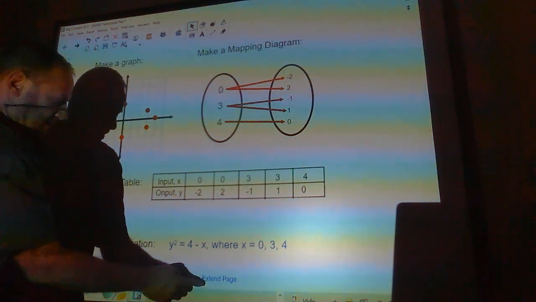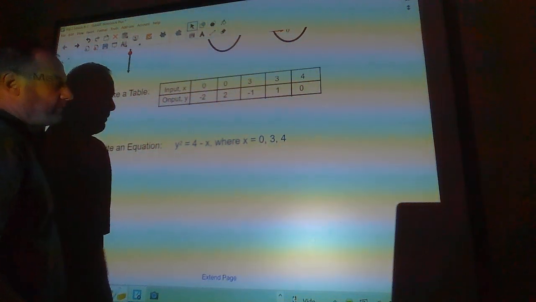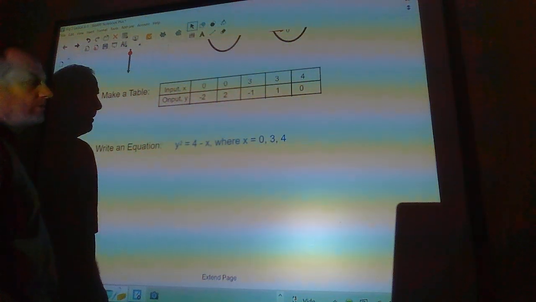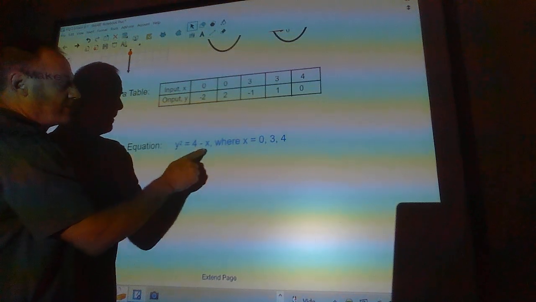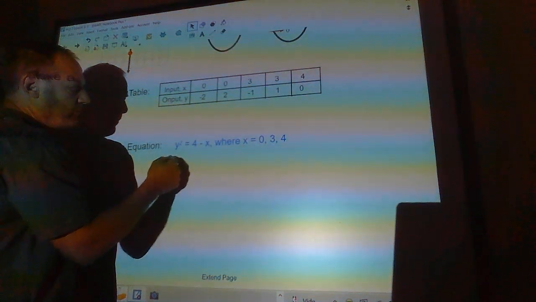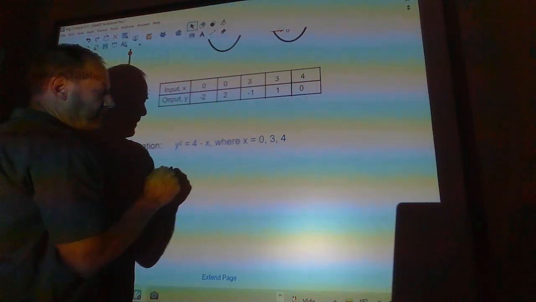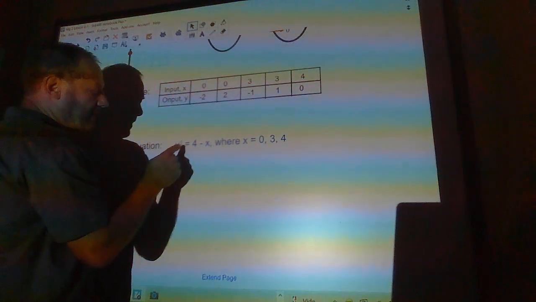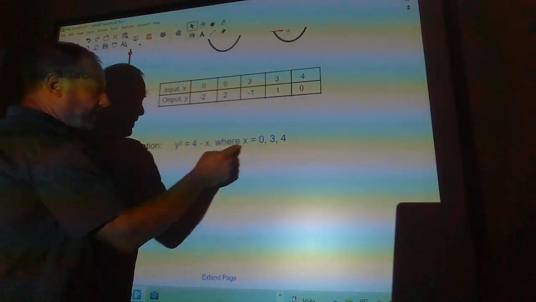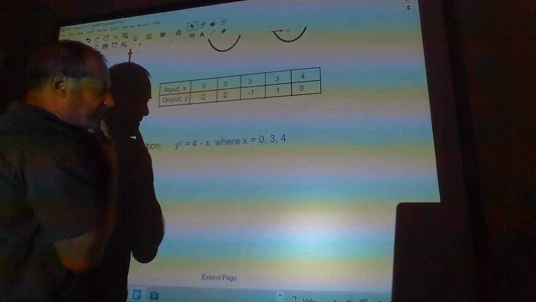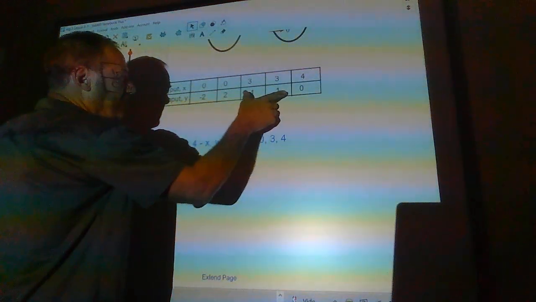Okay, now we can also write an equation. y squared equals 4 minus x, where x is 0, 3, or 4. So if I plug in 0 for x, I get 4. So y squared is 4, and then y would be plus or minus 2. If I plug in 3, 4 minus 3 would be 1. So y squared would equal 1, so y would equal plus or minus 1. And if I plug in 4, I get 4 minus 4 is 0, so y squared is 0. And if I square root that, it's just 0. So every time I plug in one of these numbers, I get these numbers down here.